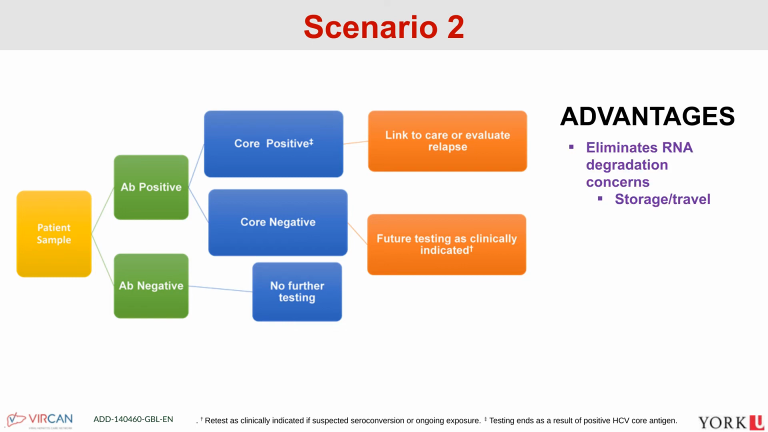Some advantages here, again, eliminates this concern of RNA degradation. And where this is particularly important are in regions where samples will not be immediately tested. Perhaps there's a distance which they need to be shipped. Perhaps those storage conditions are not ideal. So it could be like us in Canada, where it's shipped for a couple of days from very cold temperatures, or in other regions of the world where the temperatures are extremely warm.